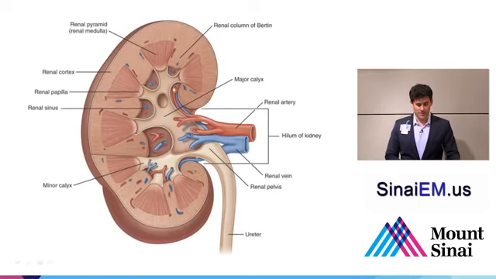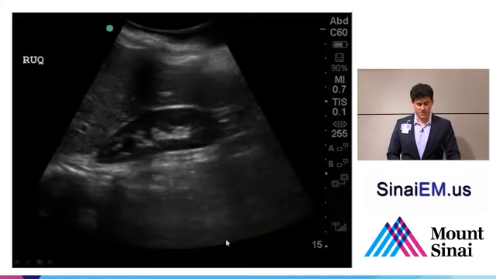So externally, we see there's Gerota's fascia around the outside of the kidney. The cortex forms the area on the outer margin of the kidney. Inside, we see the calyces within the inner aspect, and that forms the inner part of the collecting system in the kidney. And that goes into the renal pelvis, and then we see it go down into the ureter. Looks very similar on ultrasound, actually.